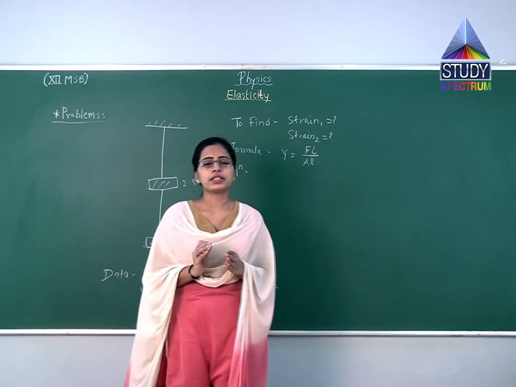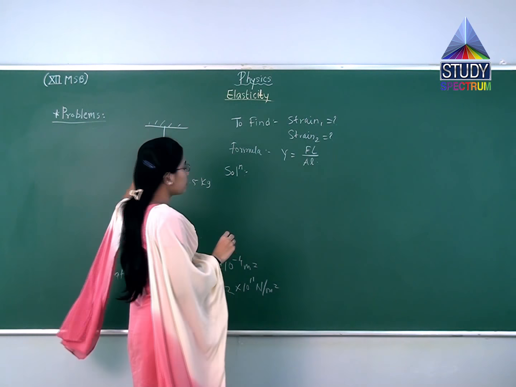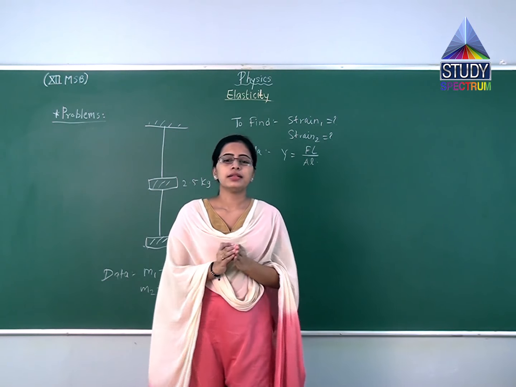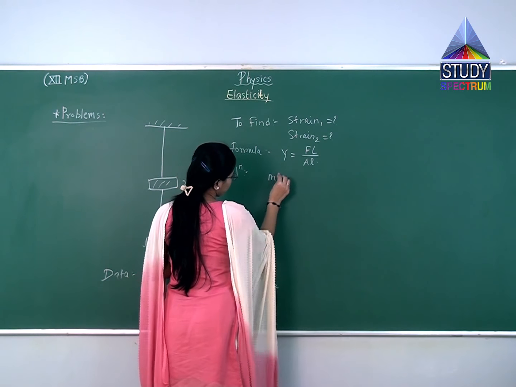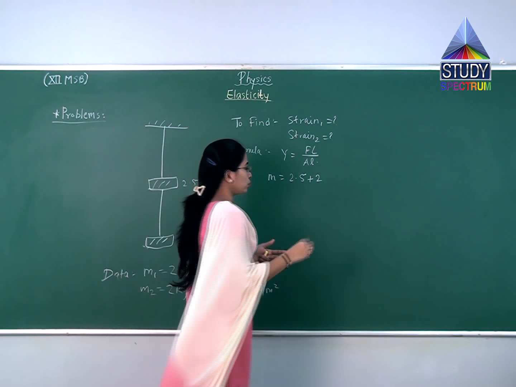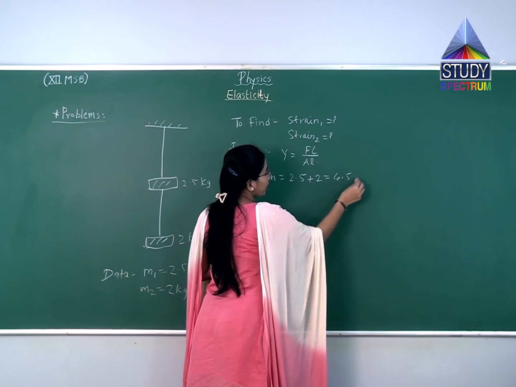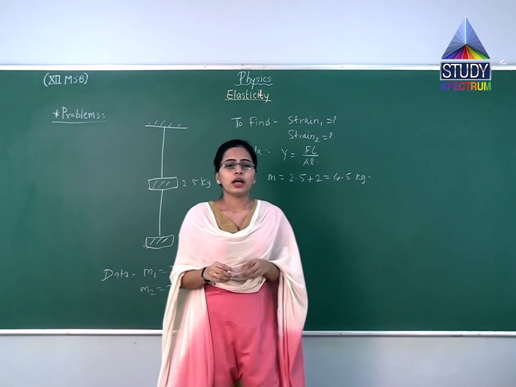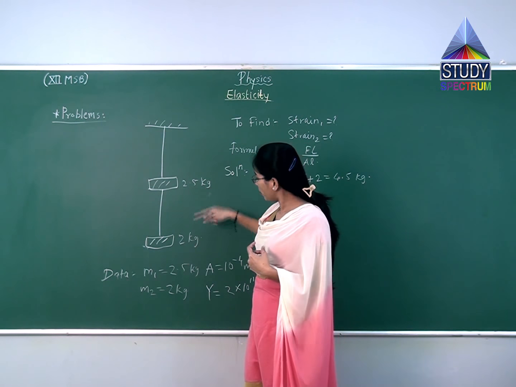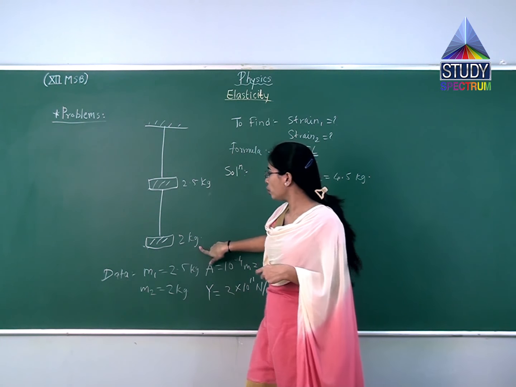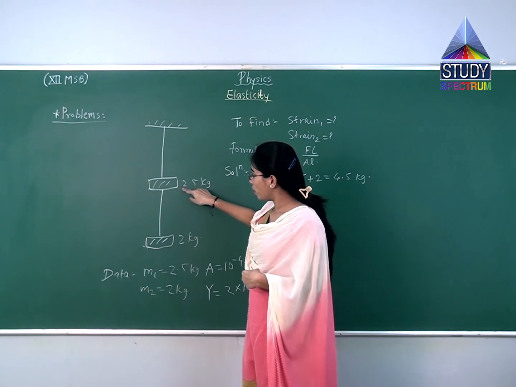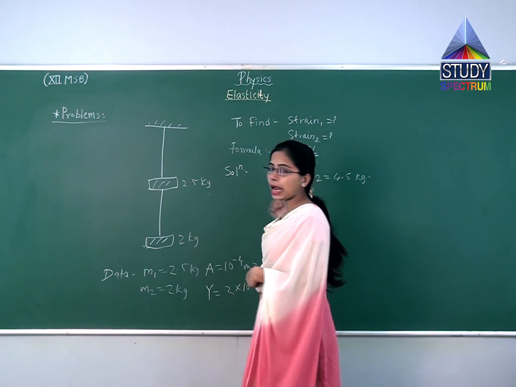So here for the first wire, means we are considering the first part of the sum. For the first wire, the mass is 2.5 plus 2. So we will say 4.5 kg. You can see this wire has a 2.5 kg mass, and below that also a 2 kg mass. Since this is the first wire, it will experience both these two masses. So we will add them.